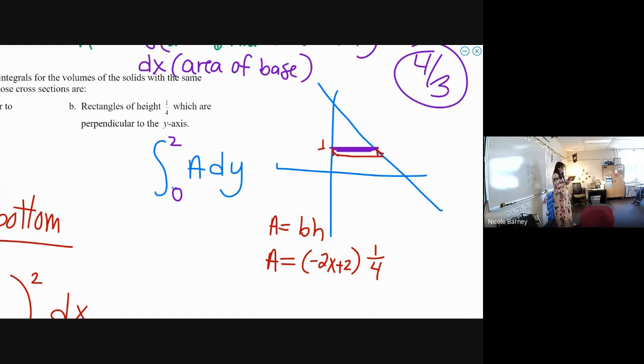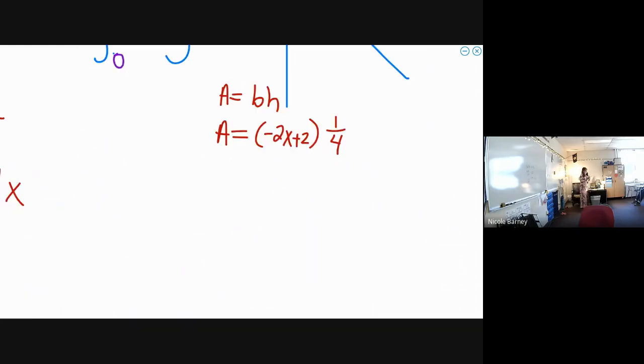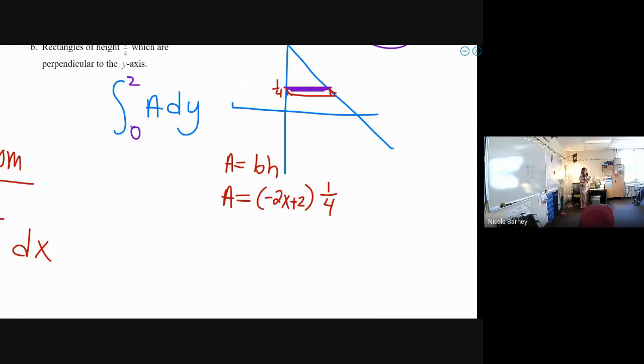I got a question. Yes, Toby. So if we're doing dy, do we have to change our function at all? We do have to change our function in terms of y. This is a rectangle, not a square. The reason we were doing squares, base and height is going to be the same.